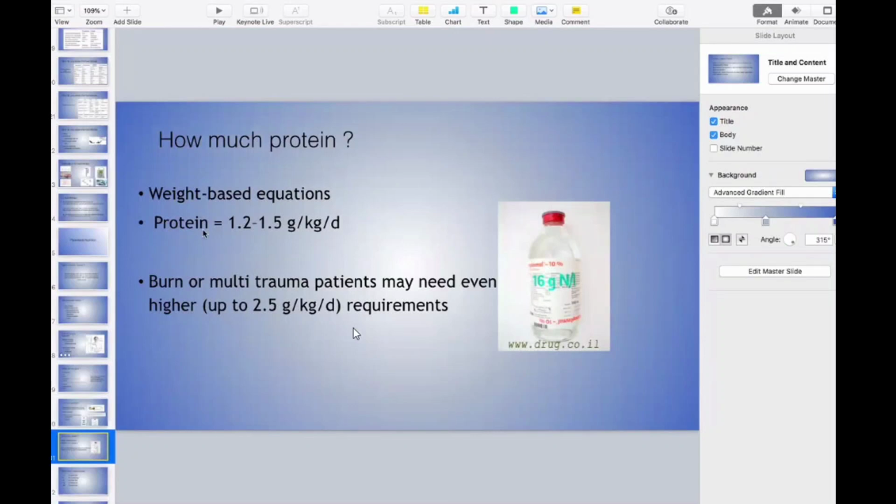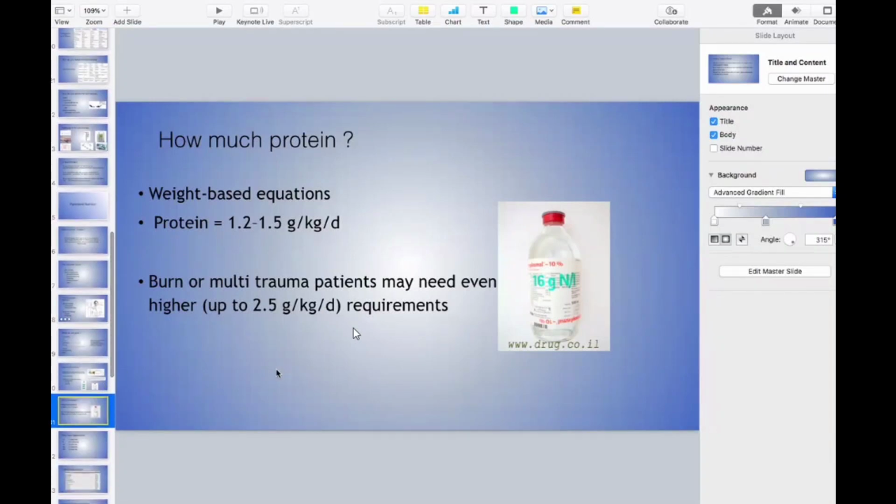Next is the protein requirement for these patients. The general protein requirement is 1.2 to 1.5 grams per kg per day, but this figure can increase depending on the patient's condition. For example, in burn patients, multiple trauma patients and septic patients, the protein requirement is higher than in normal people. So you might have to go up on the protein requirement. The same applies to the energy requirement.